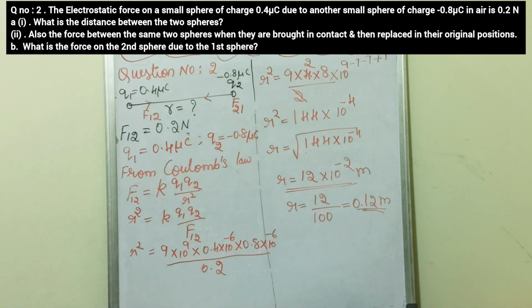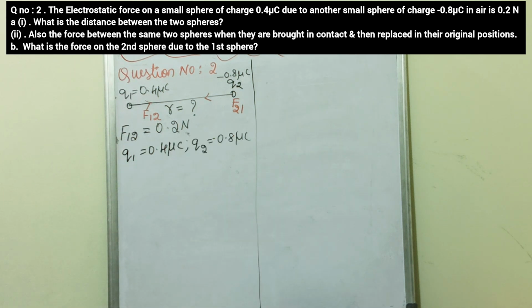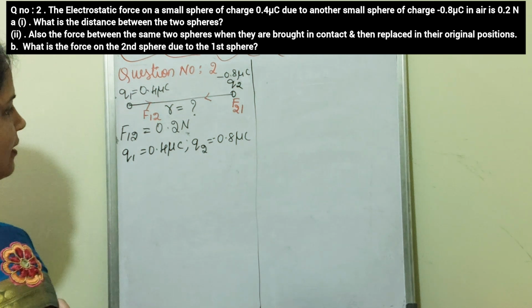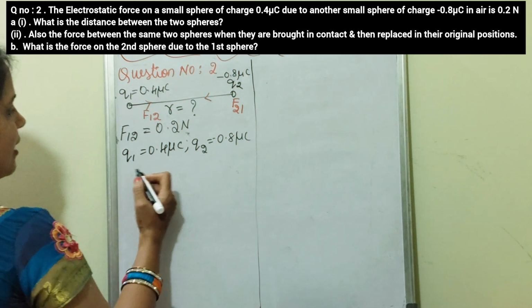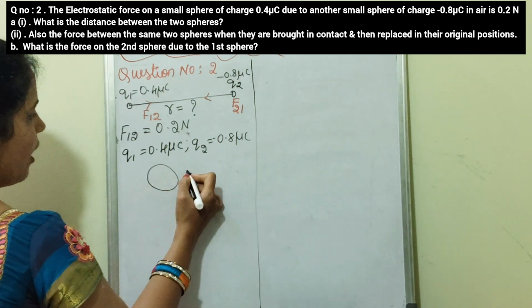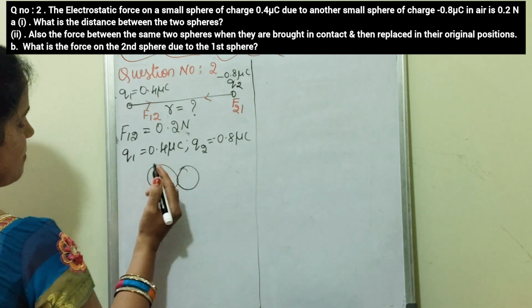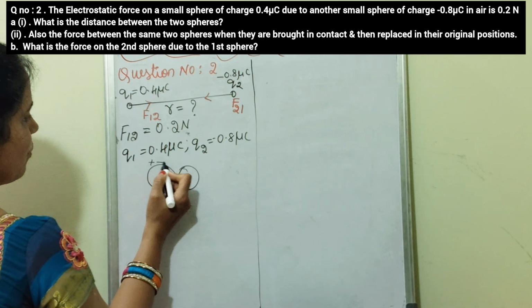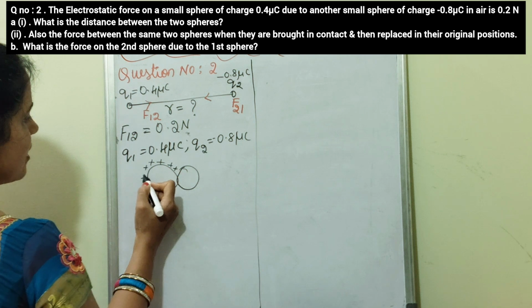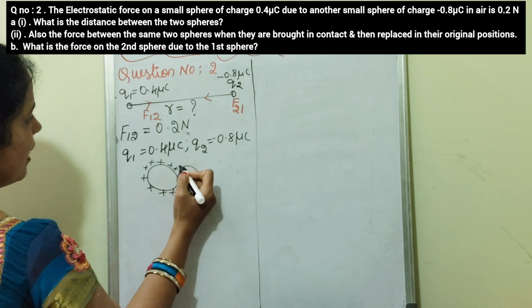Okay, so there is one sub question in this. You have to calculate the force between the same two spheres when they are brought in contact and then replaced in their original position. So when these two come in contact, what happens? We know that when two conductors come in contact with each other, then the total charges are shared among themselves. We know that charges always remain on the surface of the conductor.